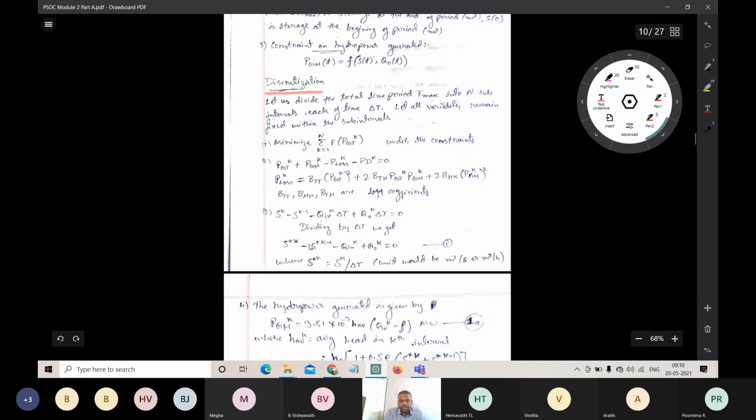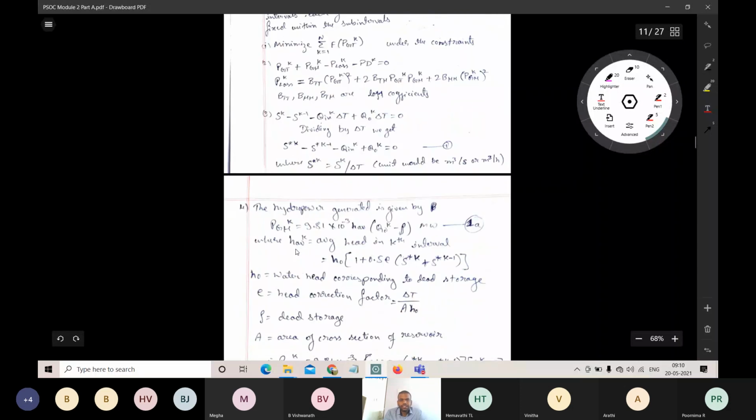So here S star K is nothing but Sk divided by delta T. So the amount of water available, the amount of water stored at a particular small interval, that is delta T, will be given by S star K. And the next thing is we need to determine the hydel power generation, the generated hydel power, that is PGHK.